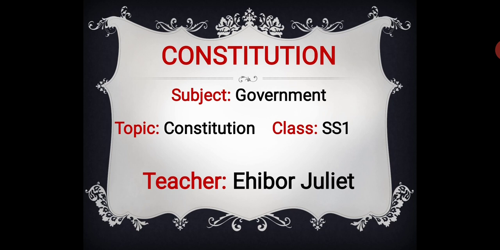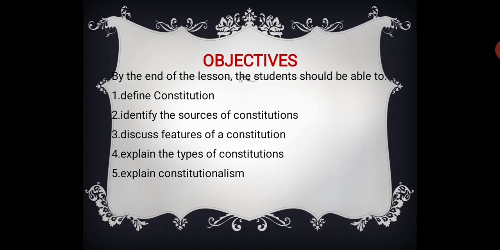Firstly, I would like us to understand the aim and objectives of this lesson. That's to say, what we stand to achieve at the end of this lesson. Number one, the student should be able to define Constitution. 2, they should be able to identify the sources of Constitution. 3, discuss the features of a Constitution. 4, explain the types of Constitution. And 5, explain the term constitutionalism.